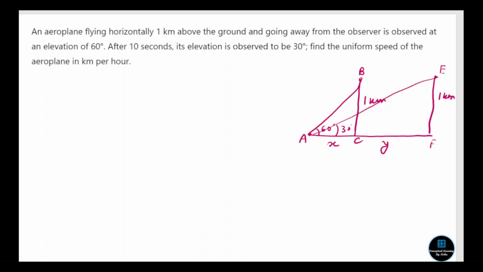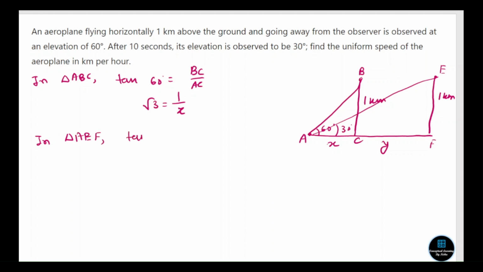Okay. Now in triangle ABC we have tan 60. So I'll take tan 60 degree equals BC over AC. So square root of 3 equals 1 over X. Alright. Now triangle AEF.